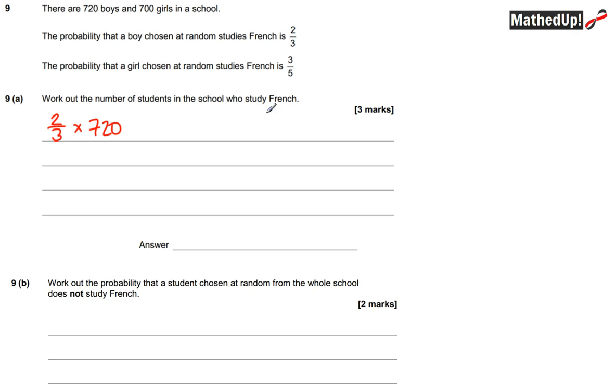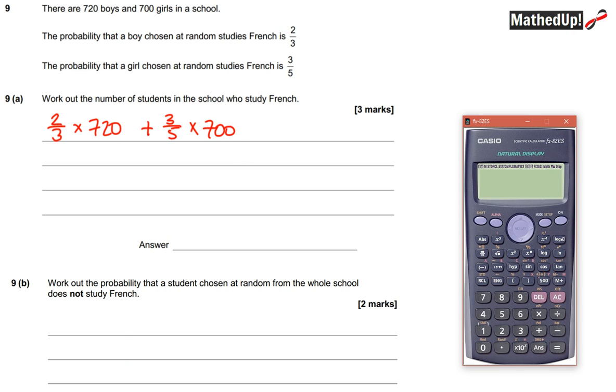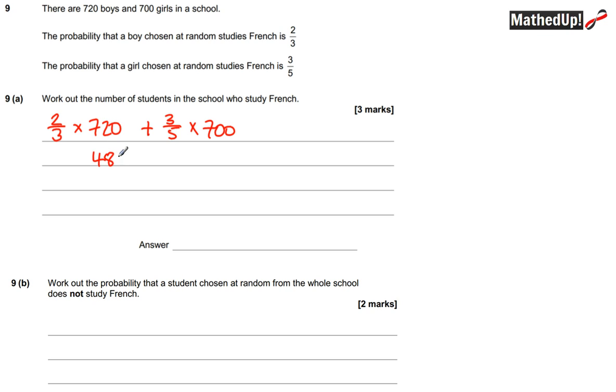And to work out the total number of students who study French, we also need to do 3/5 of 700, because the probability of a girl choosing French is 3/5. So we're going to add to that 3/5 times 700. So using my calculator, we've got 2/3 times 720. That gives me 480. And I've got 3/5 times 700.